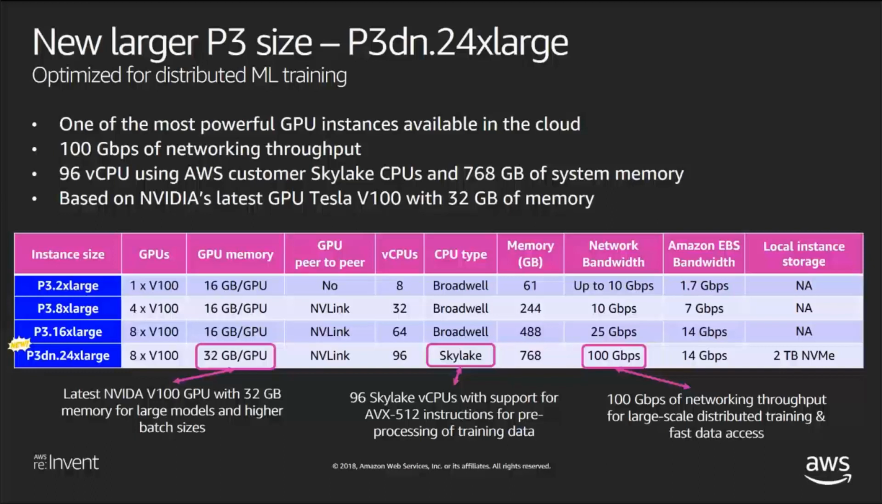The network bandwidth has also increased dramatically. So if you have a lot of data that you need to move, it's certainly going to help. And finally, the local instance storage has 2 terabytes of NVMe SSDs connected to it. So in essence, you would be able to really cache a lot of data onto each of the nodes and feed those hungry GPUs efficiently.